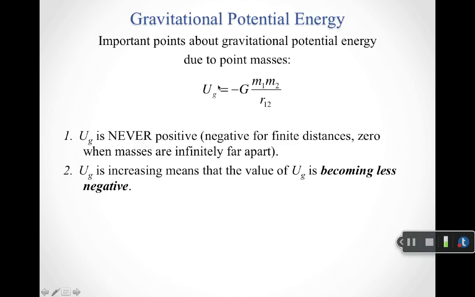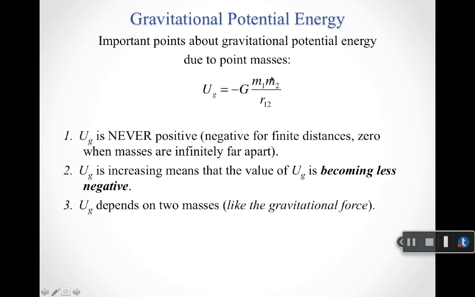To increase the gravitational potential energy means that I'm pulling my masses apart from each other, and so my value for the gravitational potential energy is becoming less negative. So it's always negative. But to increase the potential energy doesn't mean that I have a positive potential energy. It means that my potential energy is less negative than it was before.